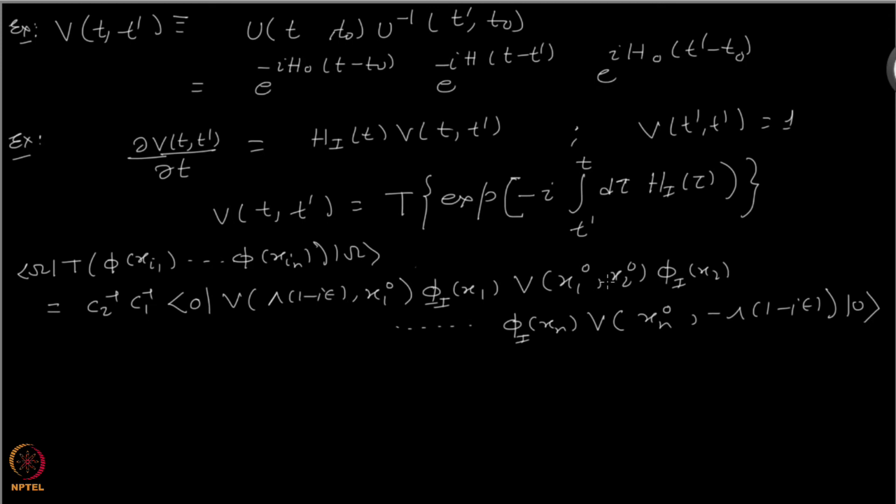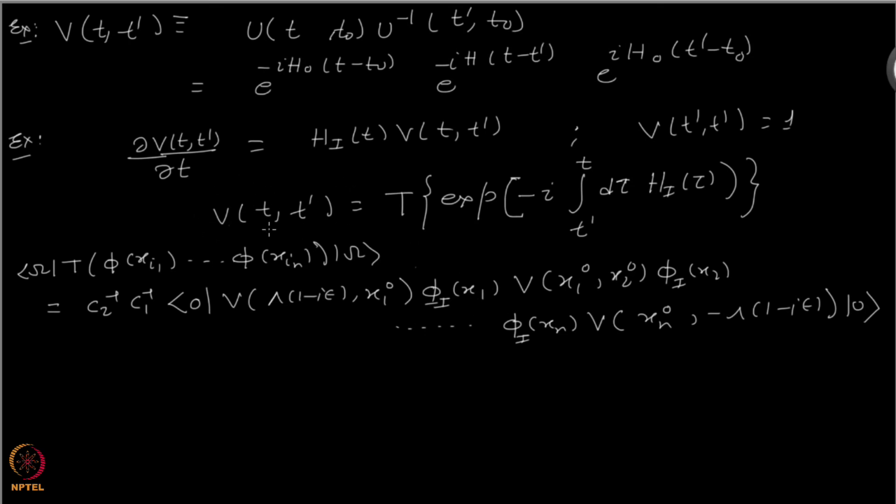So we have combined all the U's and U inverses into these V's. Okay, and also we have already made this clear that x1 has the largest time argument, x2 has the second largest, and so forth, and xn has the smallest time argument. Okay, so this is equal to this one. Now you see that all the operators that appear within this expression, all these operators phi I's and the operators that are present in V, they all are in time order. Let me try to explain that.